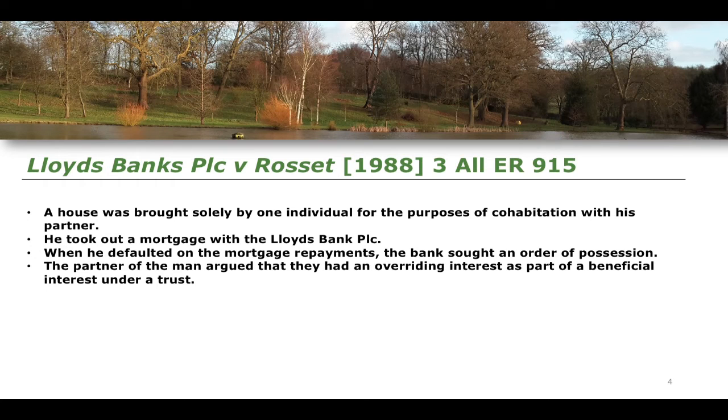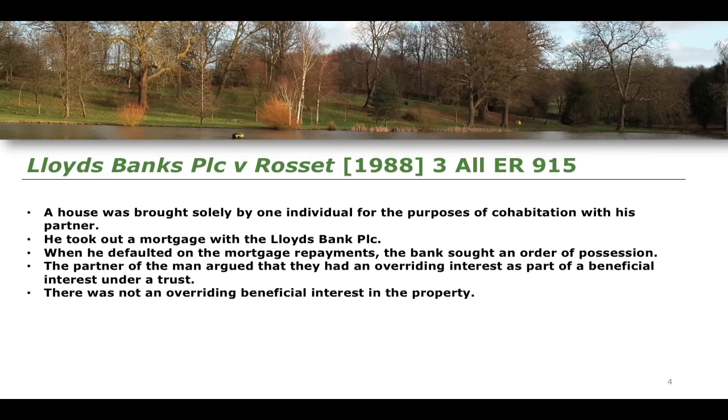Now, the partner of the man argued that this could not have happened because they actually had an overriding interest as part of the beneficial interest under a trust. Remember, we're talking here about a piece of registered estate. If you refer back to the previous chapter on registered land, there may exist an overriding interest. This is what the individual cohabiting with the person who defaulted argued is the reason why the bank cannot seek an order for possession. They had a beneficial interest under a trust, and this represented an overriding interest over the interest of the bank to get repossession.